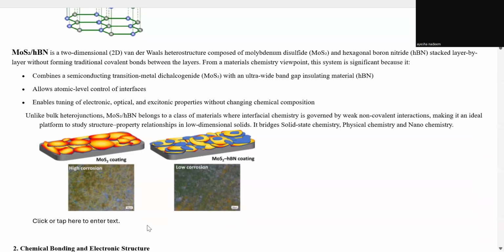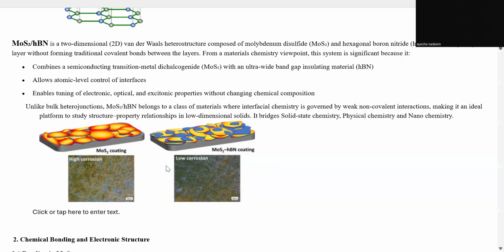Here are the coatings. This one is the molybdenum disulfide coating, and it causes high corrosion, while the molybdenum disulfide and hBN coating causes low corrosion.